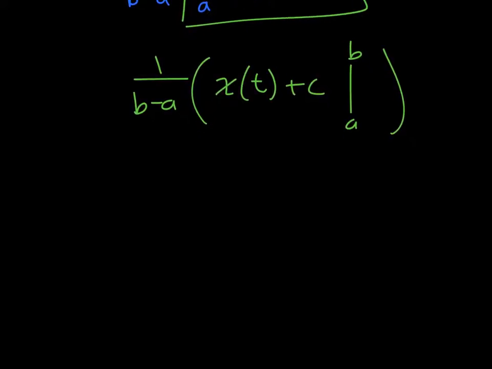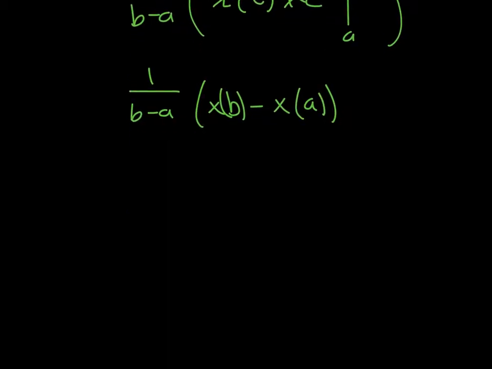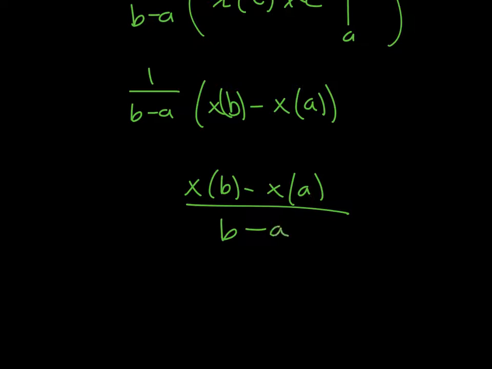The c goes away when you evaluate the integral. What we're going to have is 1 over b minus a times x of b minus x of a. Boom. But then, does this look a little bit familiar? It should. It's x of b minus x of a over b minus a, otherwise known as average slope.